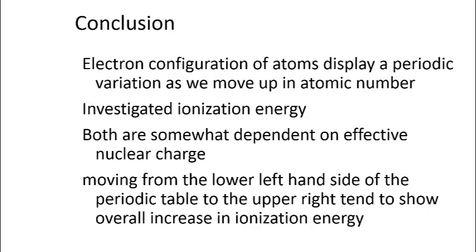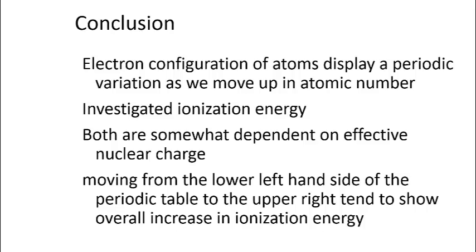To conclude, the electron configuration of atoms display a periodic variation as we move up in atomic number. In this lesson, we investigated a second periodic trend for the arrangement of elements on the periodic table. Remember that periodic law states that when atoms are arranged by atomic number, their chemical and physical properties will vary periodically. In the first lesson, looking at periodic properties, we investigated atomic radii, and in this lesson, we investigated ionization energy. Both are somewhat dependent on effective nuclear charge, but for different reasons.